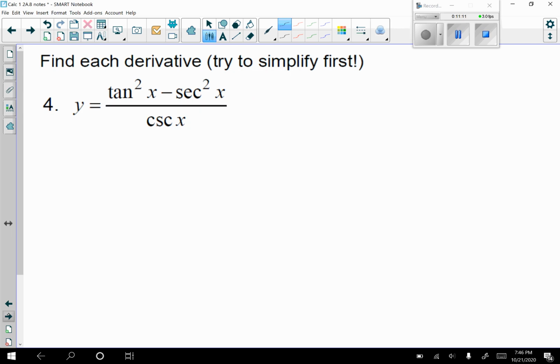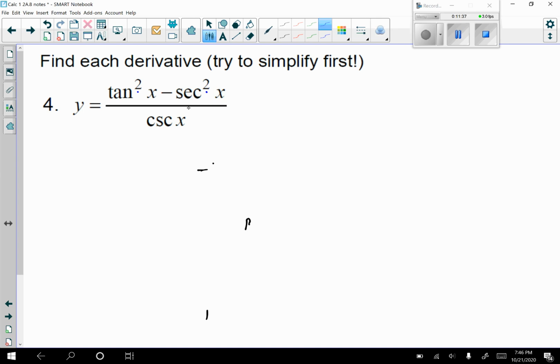You want to simplify. I definitely don't want to do a quotient rule, we have division, with 3 different trig functions in it. That would be a lot of writing down and then a lot of simplifying. So try to simplify on this one first. Let's see what we got. What I noticed on top is we do have these functions that are squared. So when they're squared, I want to think of Pythagorean identities.